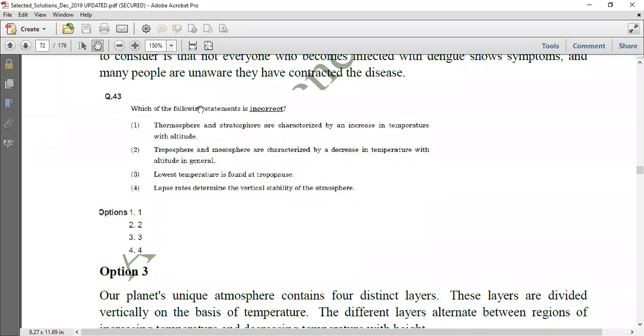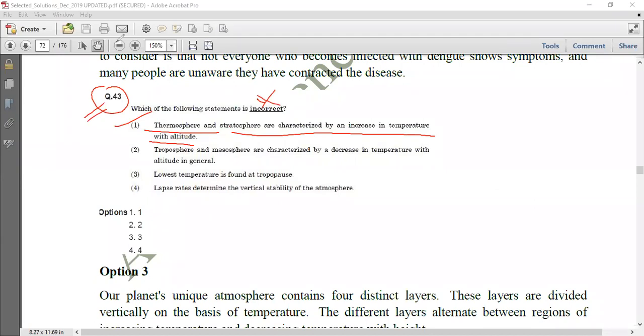So this is question number 3, and it's just a statement based question, basically from the layers of the atmosphere, which is directly from your literature. So which of the following statements is incorrect? They are asking for the wrong one. The first statement: thermosphere and stratosphere are characterized by an increase in the temperature with altitude. Right? Yes, it is correct, in thermosphere also and in stratosphere also.